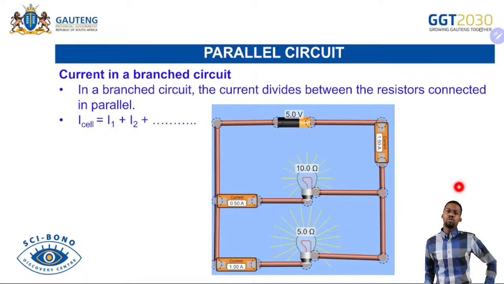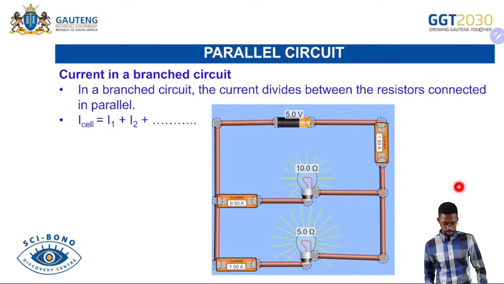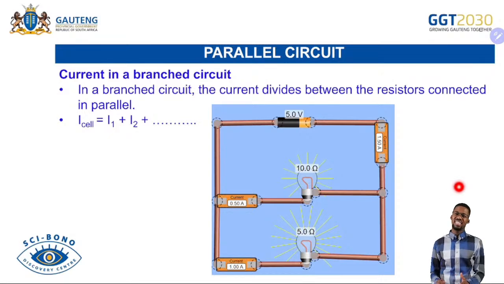Now, let's look at the relationship of current, potential difference, and resistance in parallel. Remember, we do know that in series, current is the same. In series, potential difference is divided. In series, we add resistance. So now let's look at parallel.